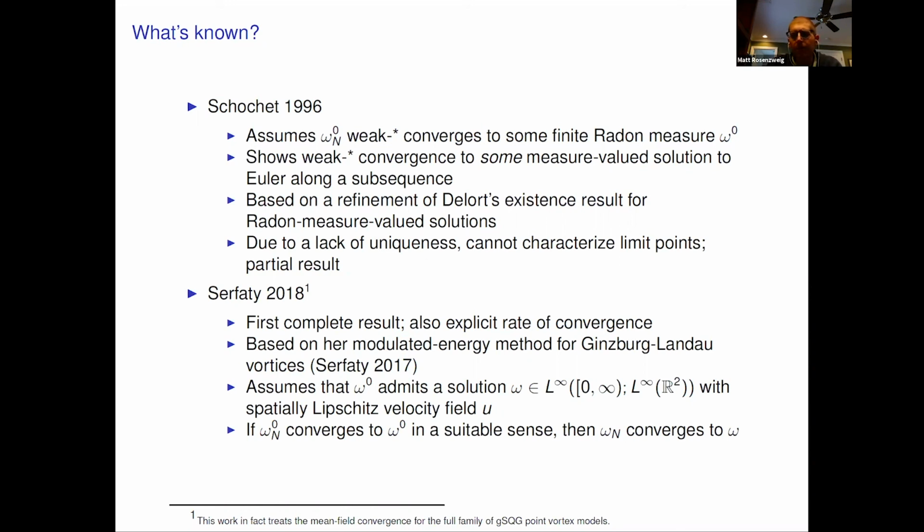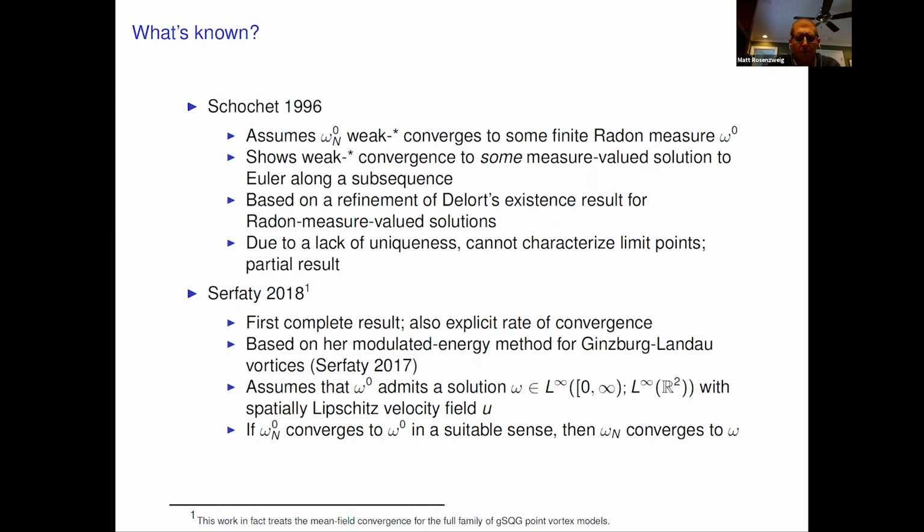And in particular, if your initial data omega naught at the asymptotic level has a little bit more regularity, because there's this lack of uniqueness in, say, H^-1, you don't know which solution you're necessarily converging to with that initial datum. But the first complete result was given by Serfaty a number of years later. And this also has the benefit of being quantitative in that you have an explicit rate of convergence for the mean field limit.